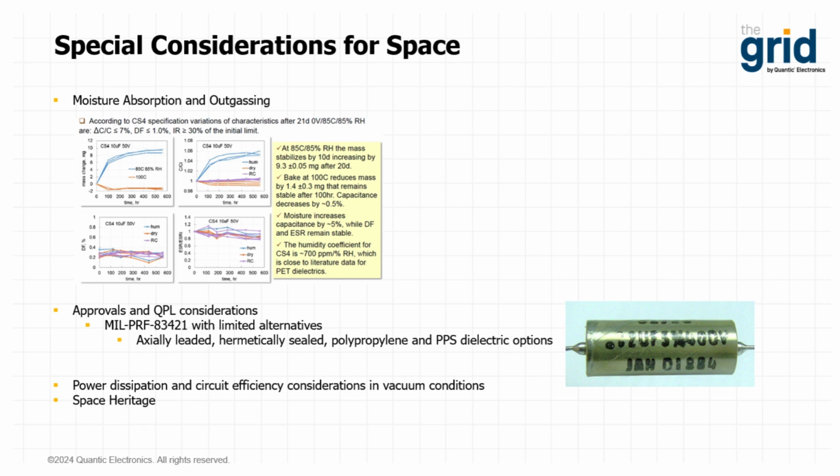So there are some disadvantages here. Meanwhile, the Pactron capacitor has been used. We've been able to demonstrate that the outgassing and the moisture absorption rates are acceptable for most space applications. And given that, we've been given application-specific approvals for use in space.